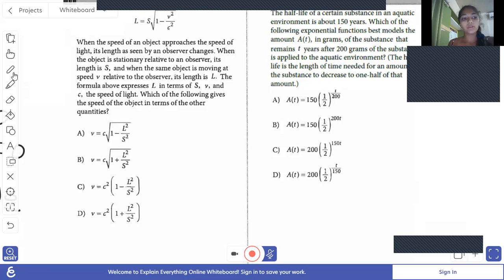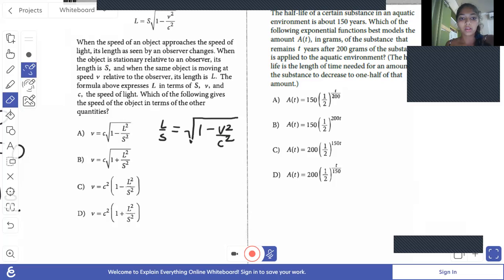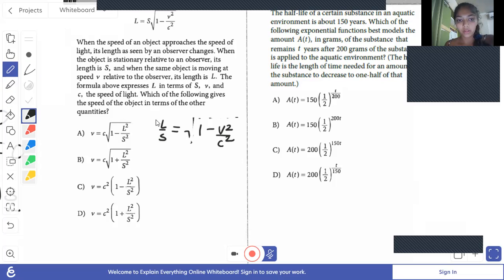Right, so first I'm going to divide both sides of this equation by s. So we get L over s equal to the square root of 1 minus v squared over c squared. And then I'm going to square both sides so we can get rid of this square root sign here. And I can write L squared over s squared equal to 1 minus v squared over c squared.